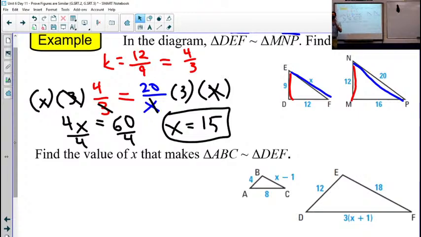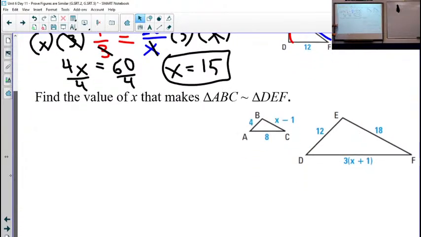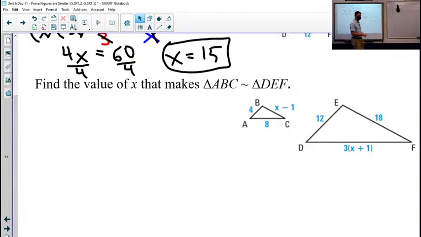All right, I'm going to give you a few seconds head start on the next one to see if you can start by getting the scale factor. To get the scale factor, you're going to need to match up the two sides that we know and don't have the x attached to them. So we're going to match up the sides that we actually want to solve for.